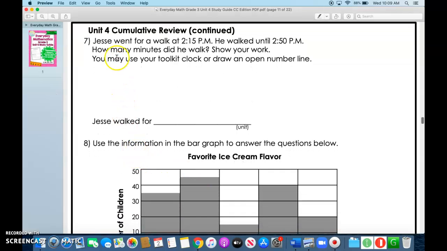So number 7 is Jesse went for a walk at 2:15. He walked until 2:50. How many minutes did he walk? Show your work. So they want you to show your work. If you do not show your work, that is a point off. So make sure you show your work. You may use a clock or draw an open number line. So if you use a number line, you're going to draw your number line right here to show how you did it. Or if you used a clock, you can say, I used a clock. And that way I will know that you used a clock. And then put your answer here.